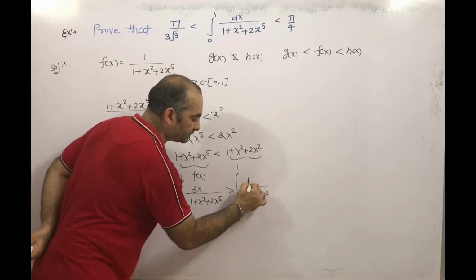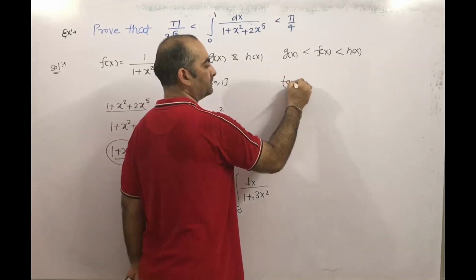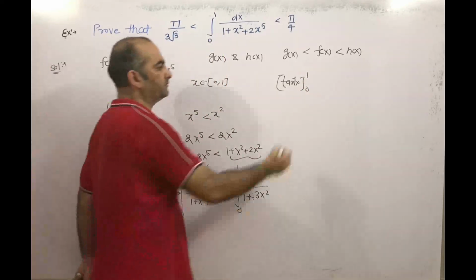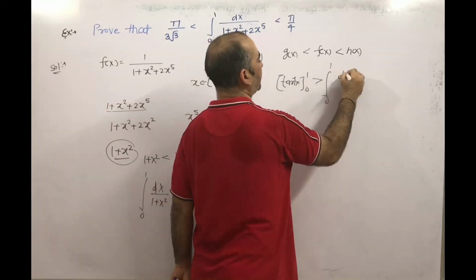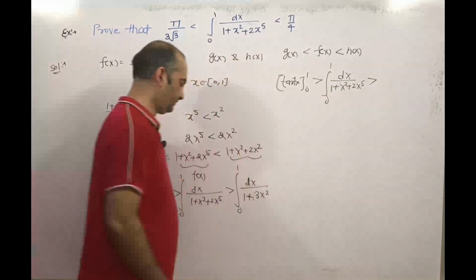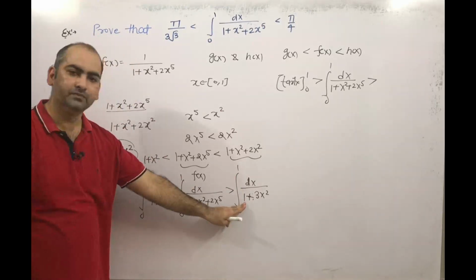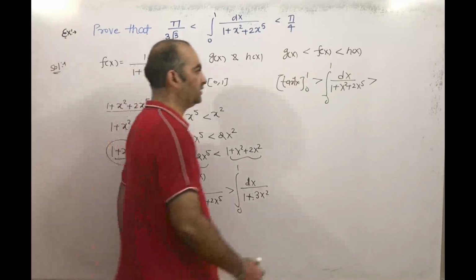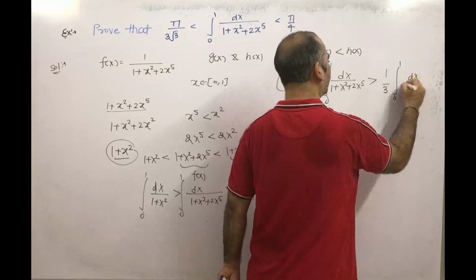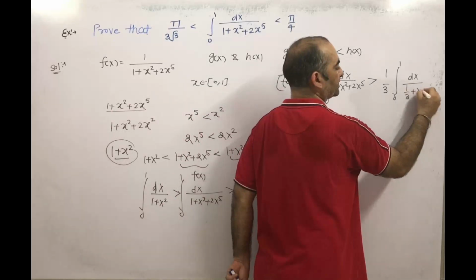Now take the limit 0 to 1 and integrate dx. So this one integration is what? tan⁻¹x with limit 0 to 1 is greater than the integration from 0 to 1 of dx divided by 1 plus x² plus 2x⁵, which is greater than the integration from 0 to 1 of dx divided by 1 plus 3x². This one integration we have to do. Okay, so here we can take 3 common first. If I take 3 common, 1/3 is outside: integration 0 to 1 dx divided by 1/3 plus x².